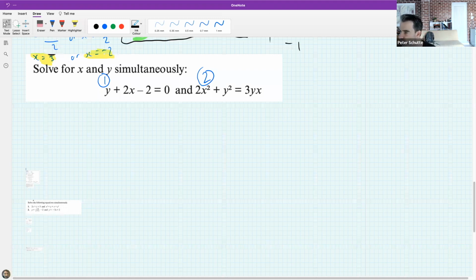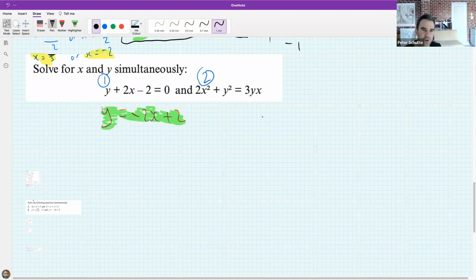Fila, I see that your hand is up. Can you help me out? What's a good tip? We can make y the subject of the formula. Absolutely. That makes a big difference. What do you get for y from looking at this? Oh, so our y will be equal to negative 2x plus 2. Brilliant. Exactly. And so that's the one we're going to sub into equation 2.